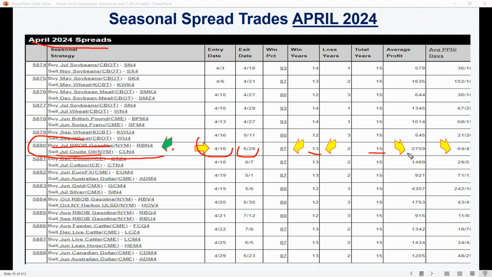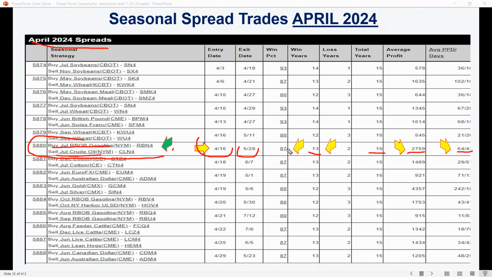But you can see the average profit $2,700. Here it shows you average profit per day over 4 days, 64. So a lot of good stuff there, and there's just more here. You can see here's 93%. This was like going long July soybean, short July wheat. So a lot of different ways to play it.